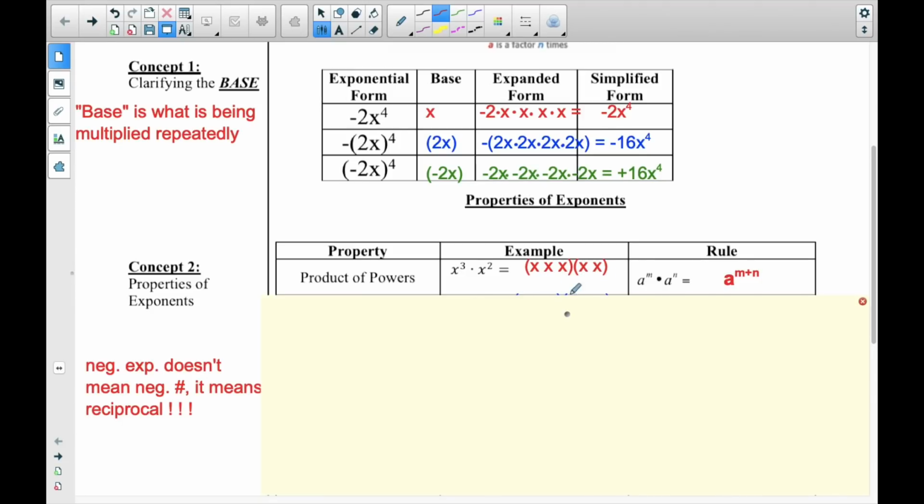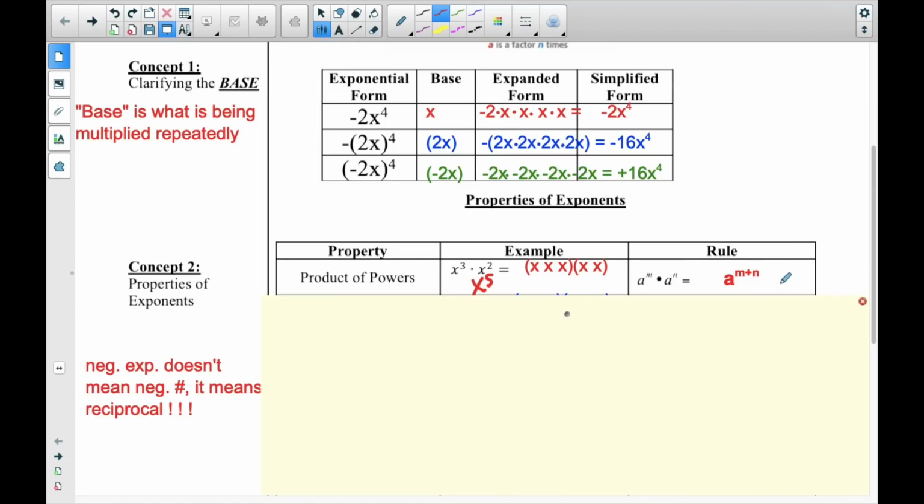So x to the third times x to the second, I'm going to go in and show you everything I'm multiplying out. X to the third is, of course, x times x times x. X to the second is, of course, x times x. And so all together, we have 5 of them. And so our answer here is x to the fifth. And so over here in the rule, I'm saying when I have that situation, I added 3 plus 2 to get 5. And so my general rule is I'm going to add those together to get whatever answer it is.